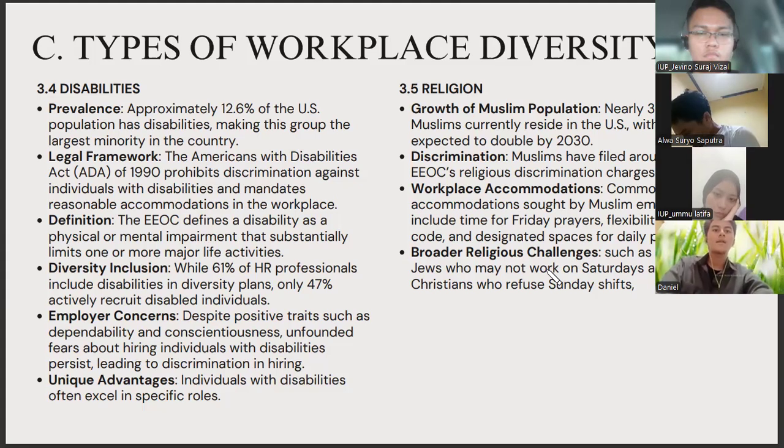Broader religious challenge. Employers also face challenges from other religious groups, such as conservative Jews who may not work on Saturday, and some Christians who refuse Sunday shifts, affecting workplace policies and practices.